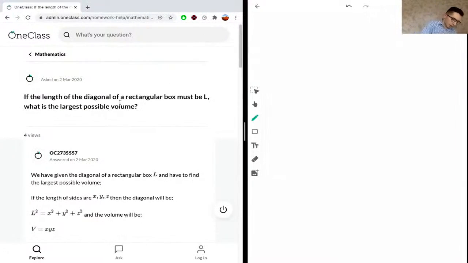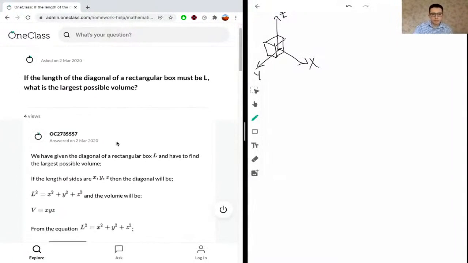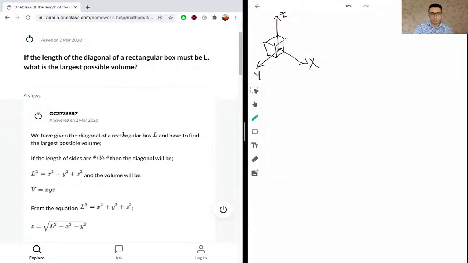So we can draw a simple coordinate system just to represent our box. It looks something like this. So this is the coordinate system with Z, X, and Y. And we have to figure out how we find the largest possible volume for a given value of L.